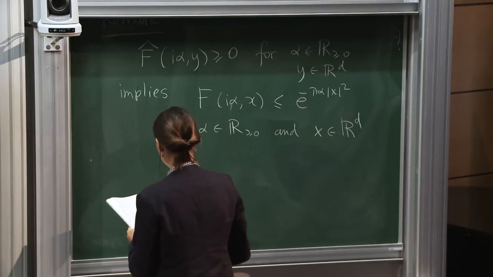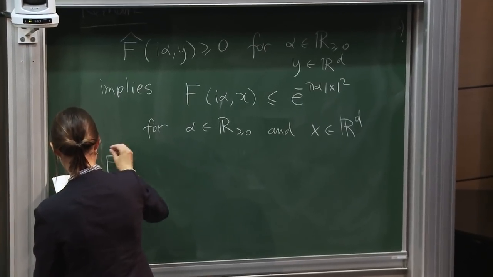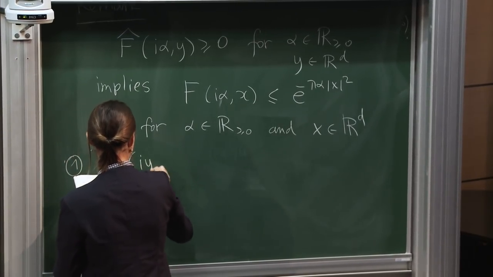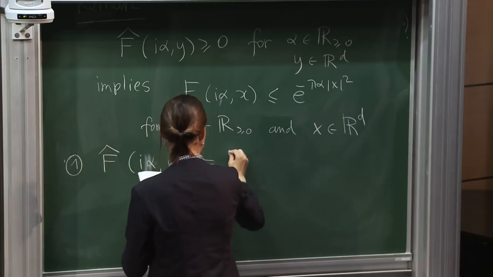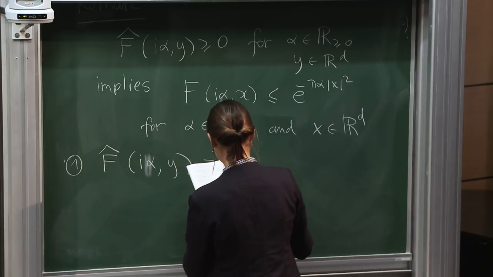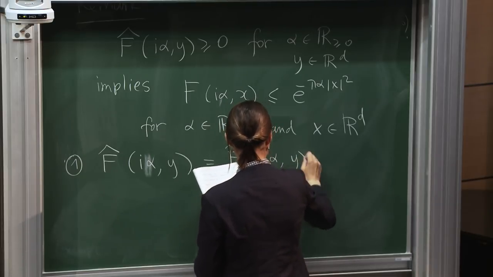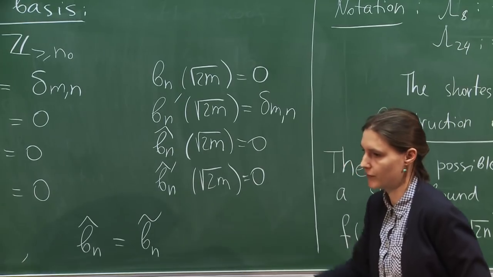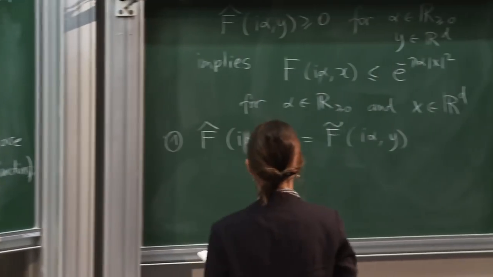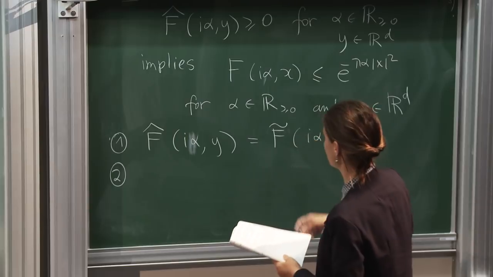And so how do we see it? We see it from, first, we know that if we take F capital, this would be just F tilde of, and formally this follows from the properties of the functions in the interpolating basis. It will follow from this property. And second, we have to use the functional equation.